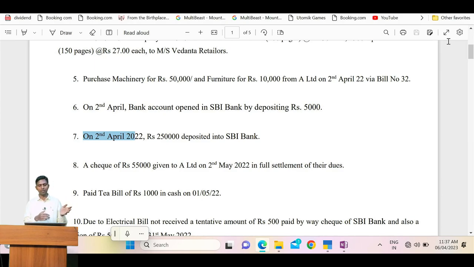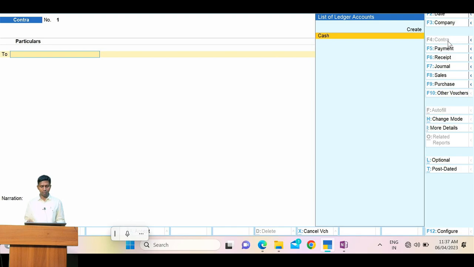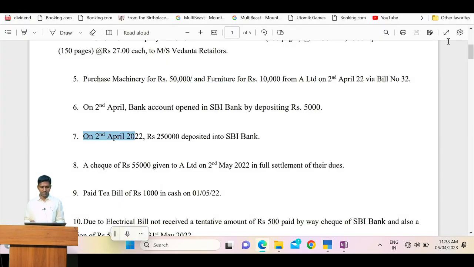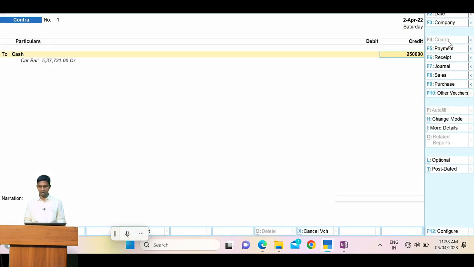Bank, SBI account debit to cash. SBI to cash. To what? Tally is asking credit first. To what? To cash. Therefore, right here cash. And then on which date? 2nd April. Date is correct. How much? 2,50,000 rupees. Yes, right. And then SBI.